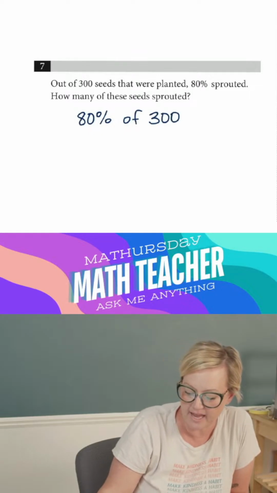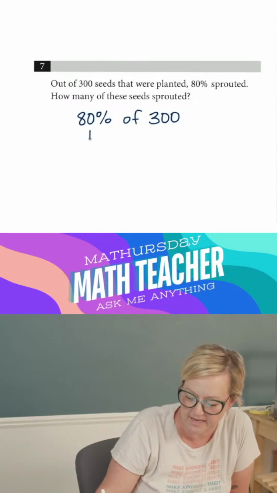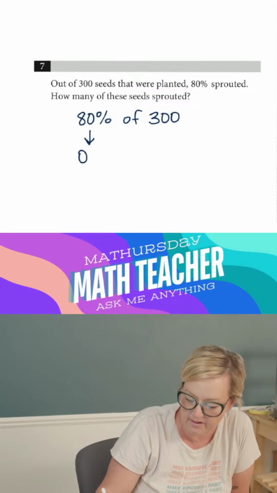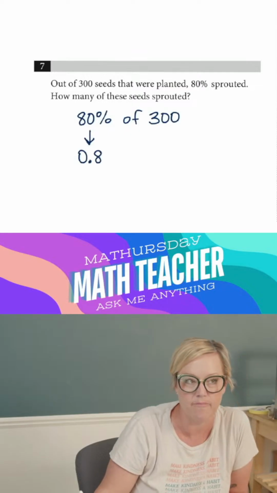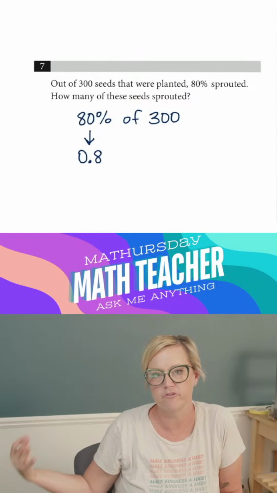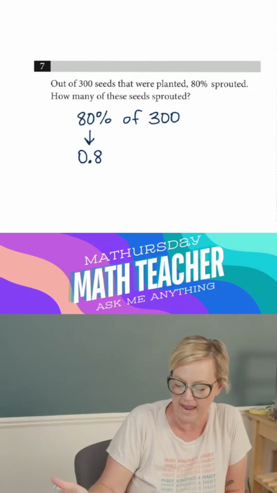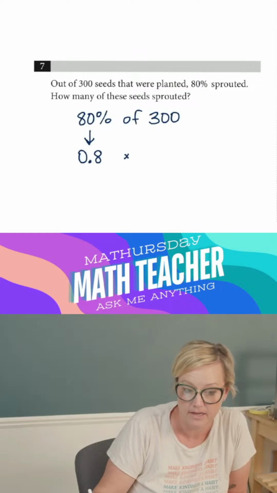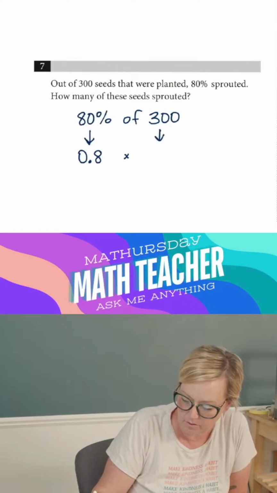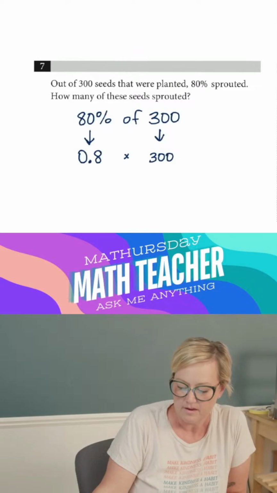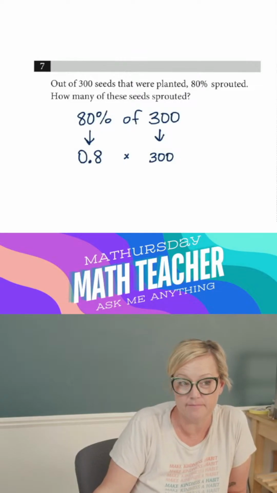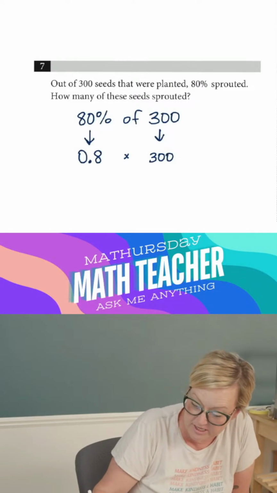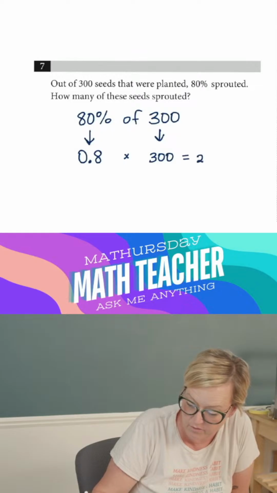Okay, so 80% of 300. When we use 80% mathematically for calculations, we use it as 0.8 because it's 80 per 100 or 80 out of 100, which is 0.8. Of means multiply, and then we've got 300. So we would do 0.8 times 300, and we can just do that in our calculator, and we get 240.